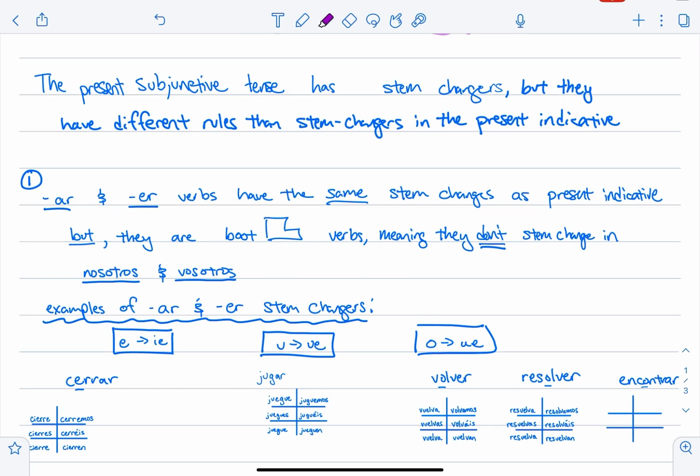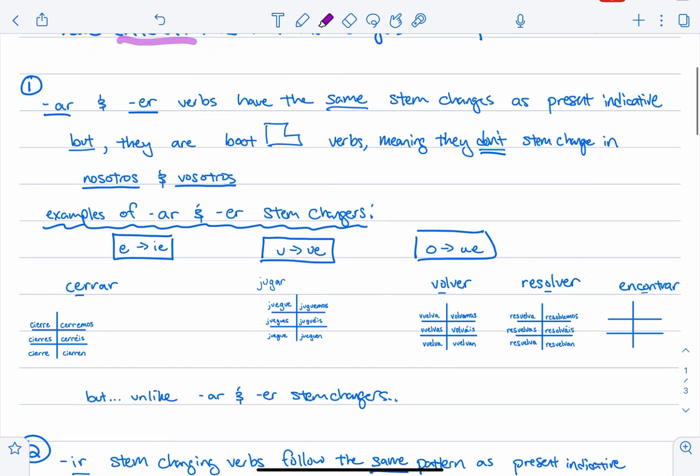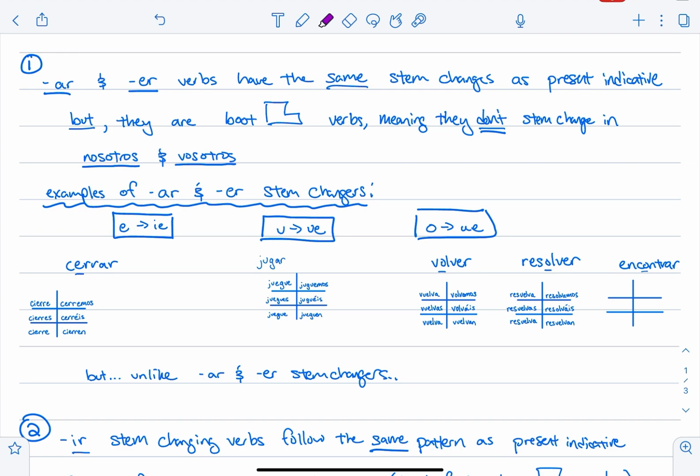The present subjunctive has stem changers, but they have different rules than stem changers in the present indicative. Rule number 1. AR and ER verbs have the same stem changes as present indicative, but they are boot verbs.